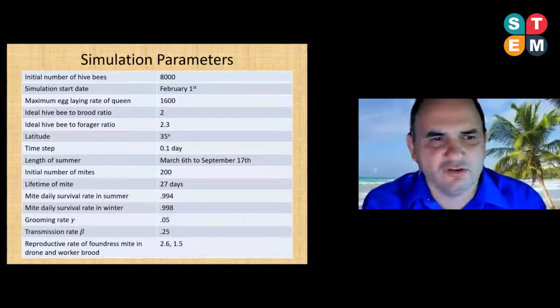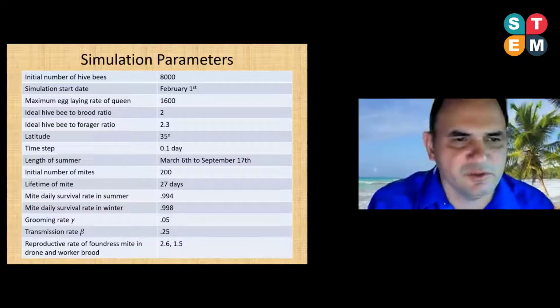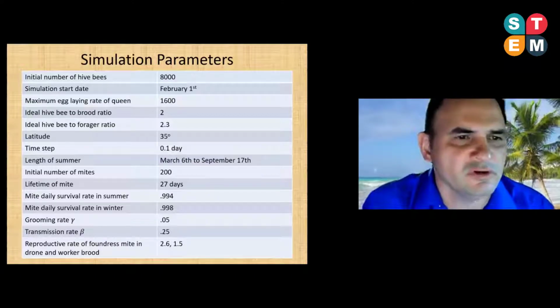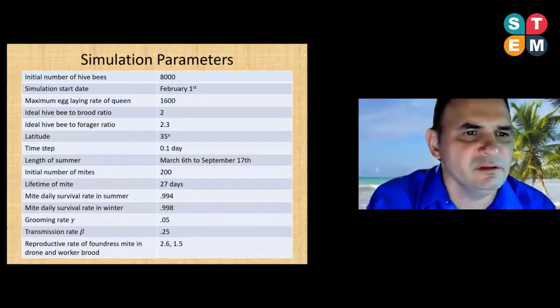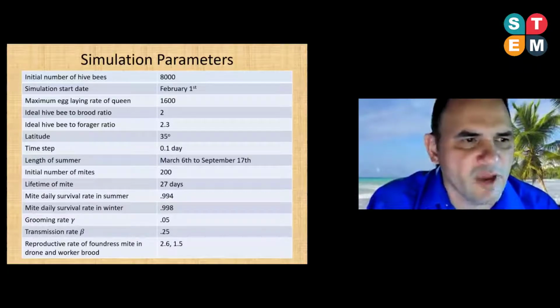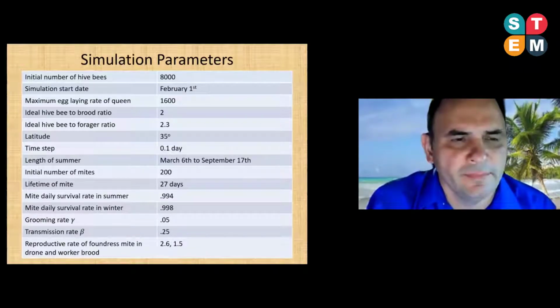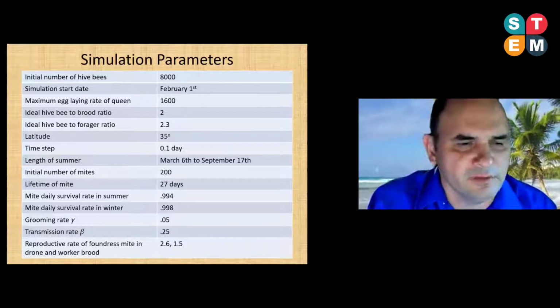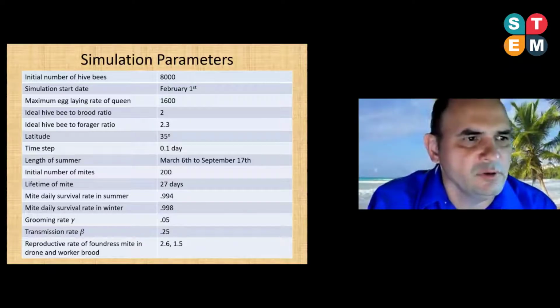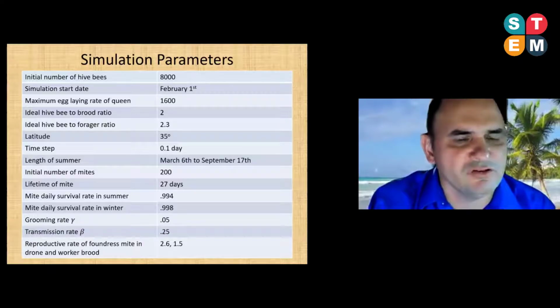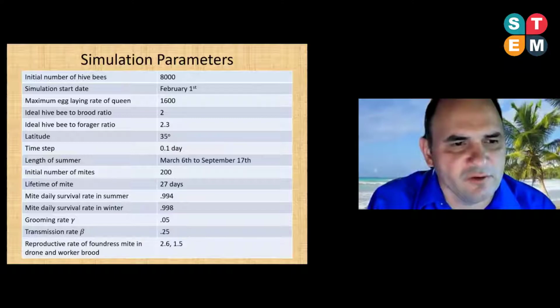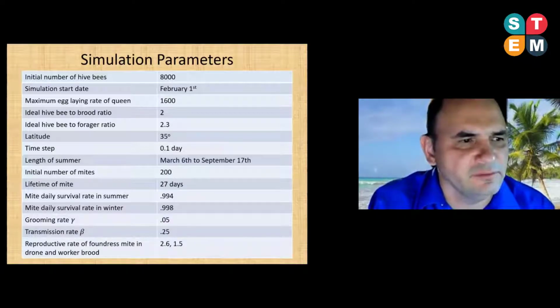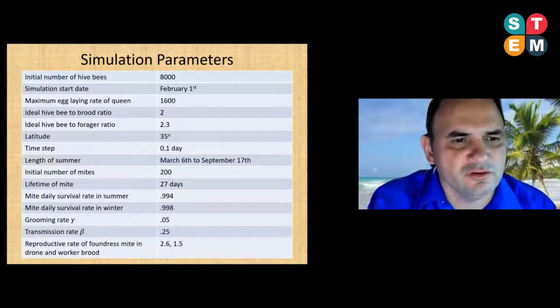So I'm going to show you the simulation next. And these are some of the simulation parameters we used. We started with about 8,000 hive bees on February 1st. This was the maximum egg laying rate of the queen. So the queen doesn't lay at this maximum egg rate all the time, but it ramps up to this number and then decreases late in the season. We have an ideal hive bee to brood ratio and an ideal hive bee to forager ratio, which is used in determining how pheromones regulate the activity in the hive. The latitude is used to determine the day length.